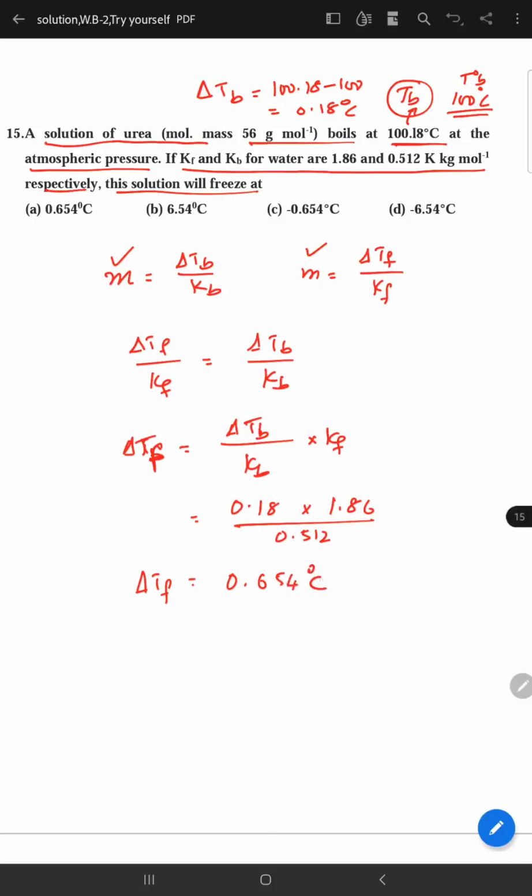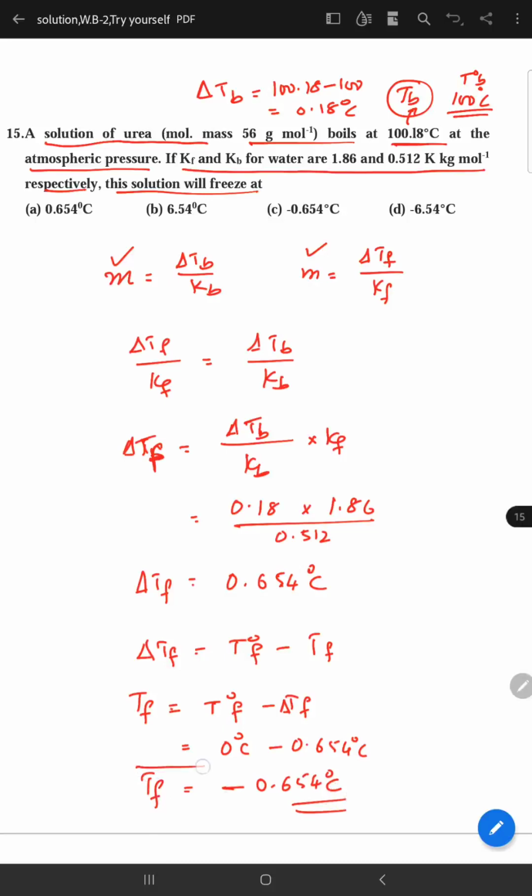0.654 degrees Celsius. So now you can use the formula delta Tf is equal to T0f, that is the freezing point of pure solvent, minus the freezing point of solution. So we want the freezing point of solution, Tf. So Tf is equal to T0f minus delta Tf. T0f means the freezing point of water, which is 0 degrees Celsius, minus delta Tf, which is 0.654 degrees Celsius. So this is the freezing point of the solution, minus 0.654 degrees Celsius. Therefore option C is the correct answer. Question number 15, option C is the correct answer.